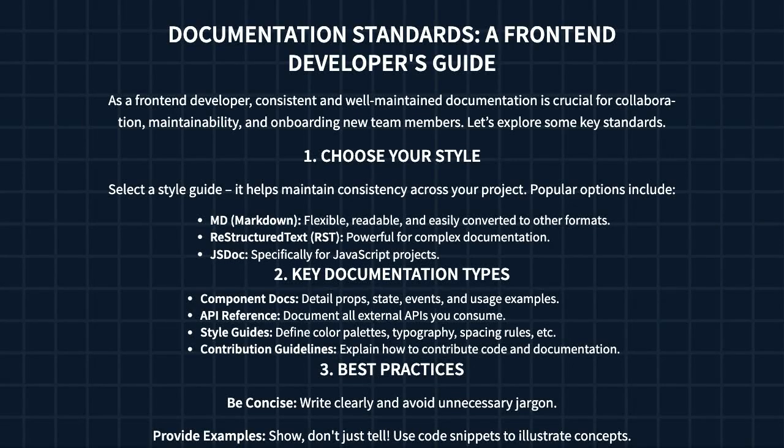Okay, let's talk about documentation. It's seriously important when you're building front-end projects. First, pick a style guide to keep things consistent across your whole team. Markdown is a really popular choice because it's readable and easy to work with. Then think about the different types of docs you need: detailed information about each component, how to use external APIs, style guides for visual consistency, and guidelines for contributing to the project itself. Remember to keep things clear and concise, always include examples, and most importantly keep your documentation up to date. Tools like Storybook and Docusaurus can really help with this.